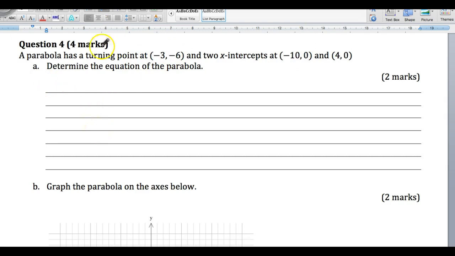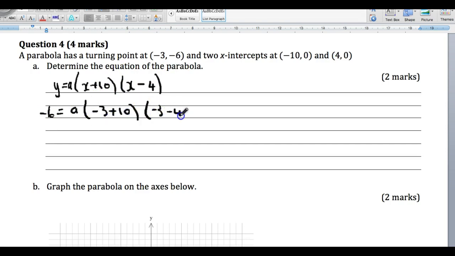Okay, let's start again. Y equals, oops, let's not forget the a, x plus 10, x minus 4. Oh, I just realized there's another one. You could probably use the turning point form doing this as well. All right, so we've done that. Let's substitute in -6, -3 plus 10, and -3 minus 4. -6 equals a. -3 plus 10 is 7, and -3 minus 4 is -7.